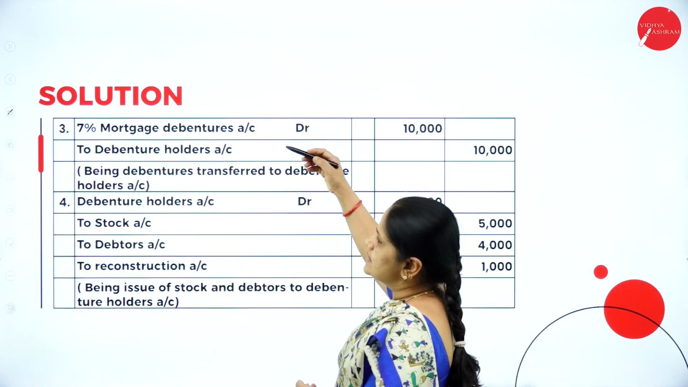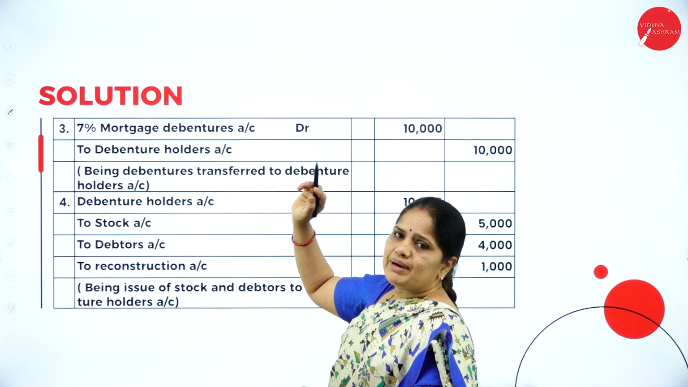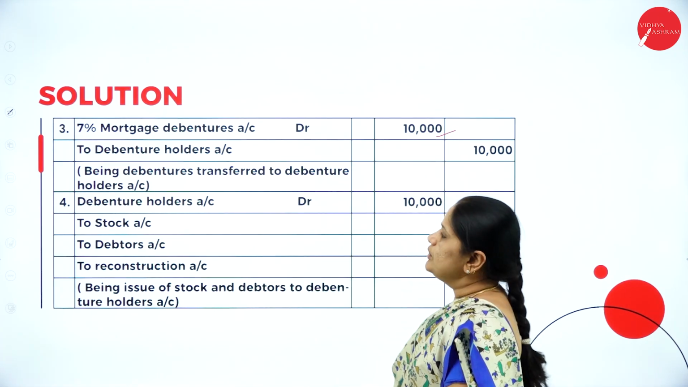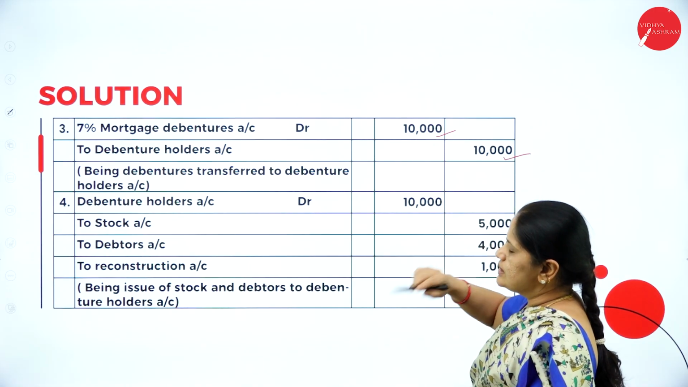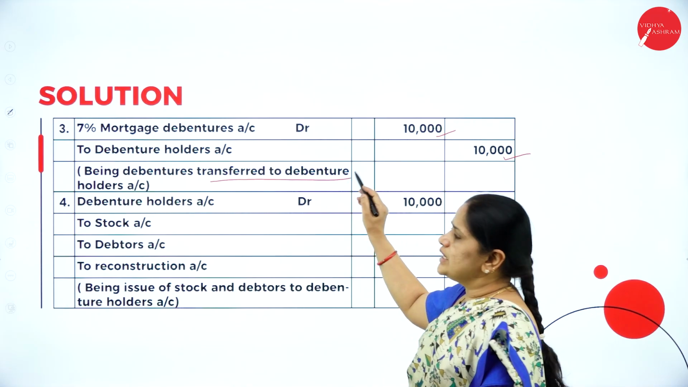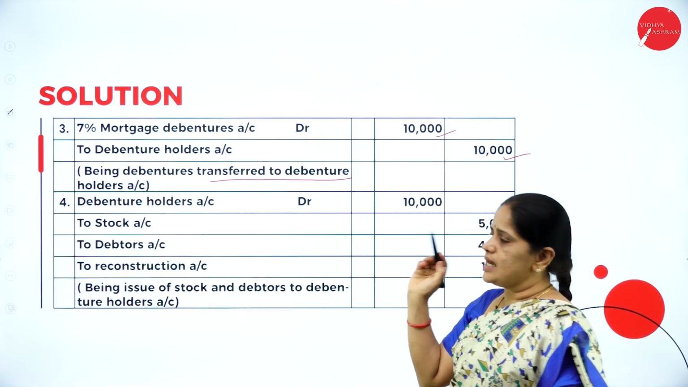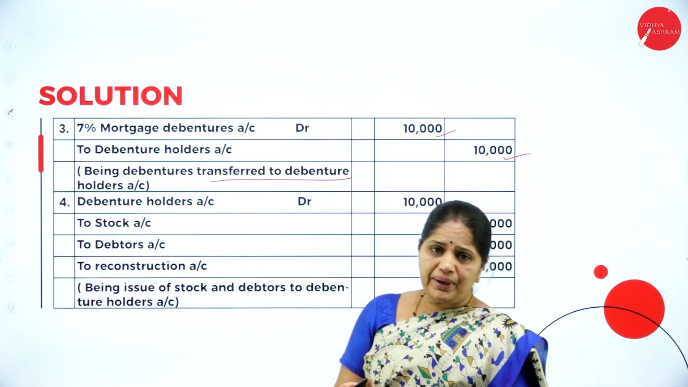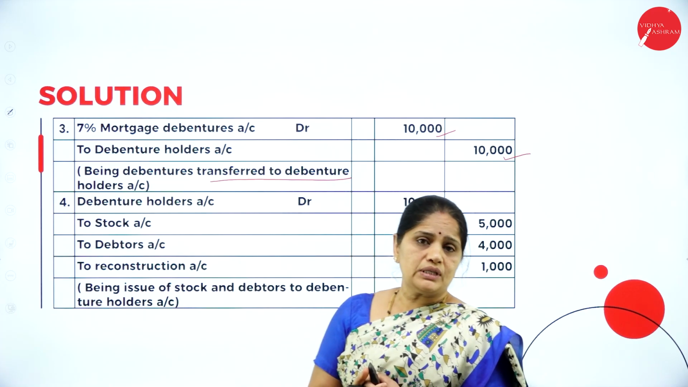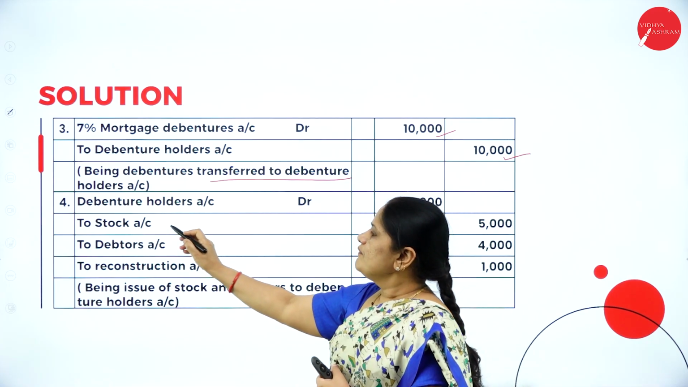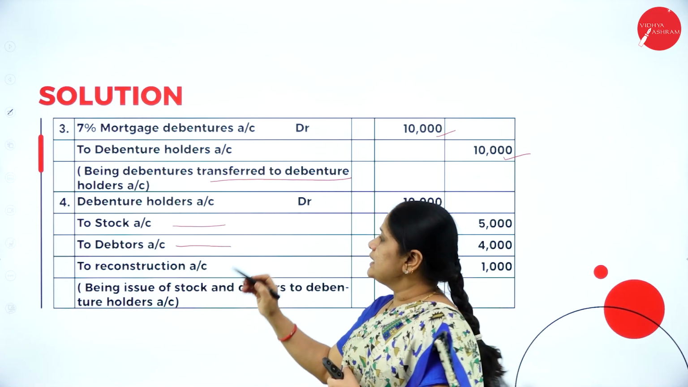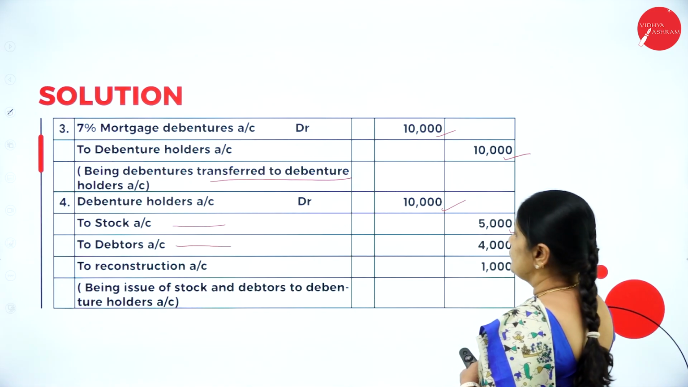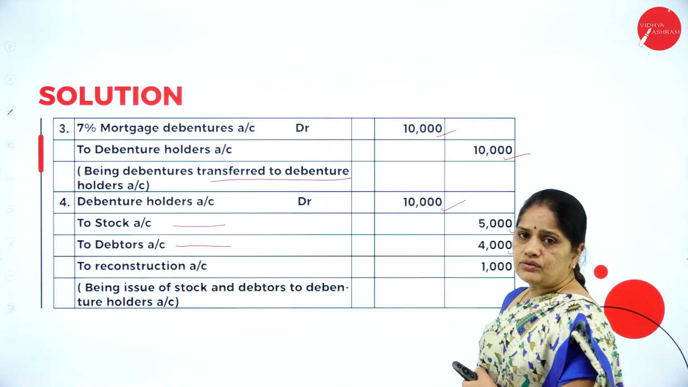We have to first transfer the debenture value to the debenture holders account. So debentures account debit 10,000 to debenture holders account 10,000, being debentures transferred to debenture holders account. Now what are you giving to the debenture holders? Are we paying money? No, we are not paying money to the debenture holders. We are paying in the form of stock and debtors. So debenture holders account debit 10,000 to stock account 5,000, to debtors account 4,000.